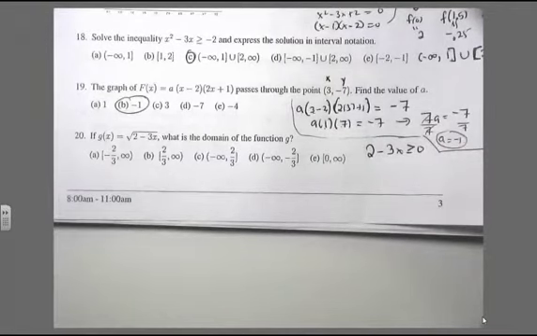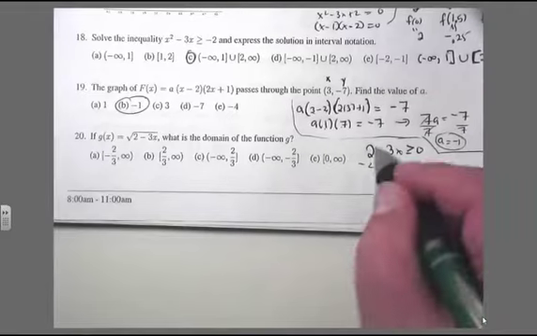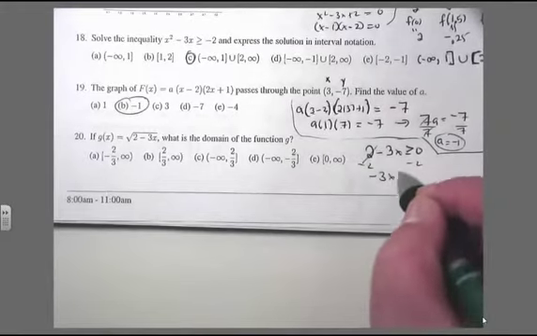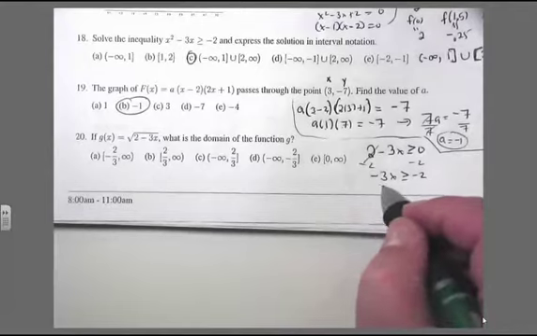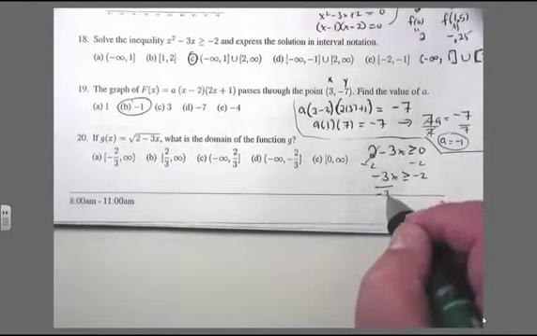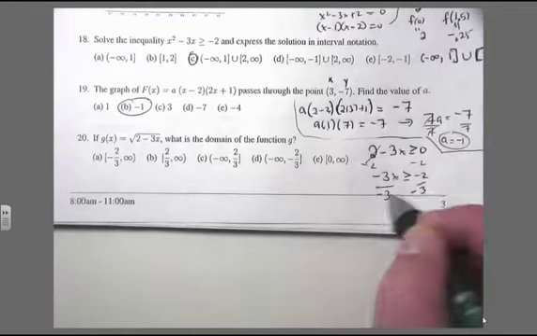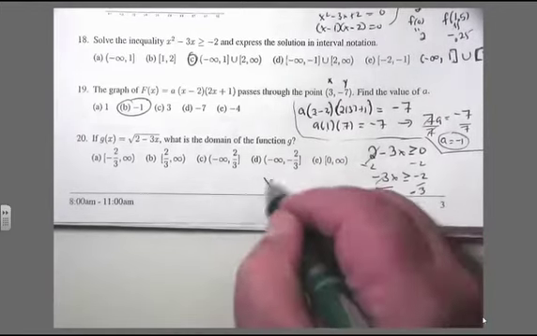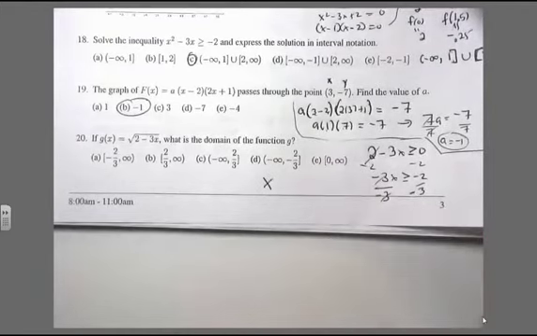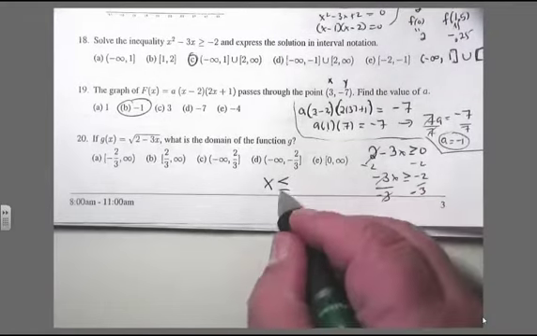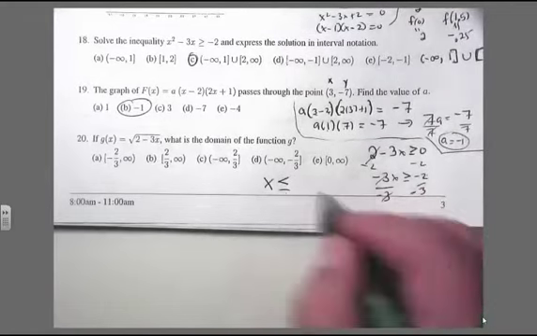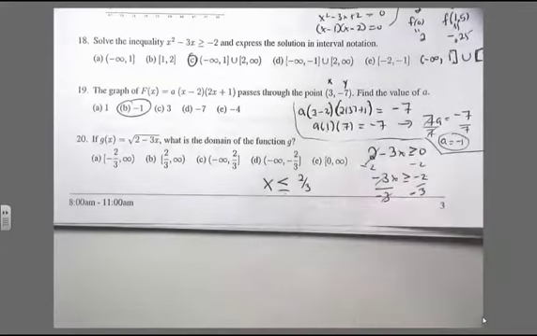To solve for x, I'm going to subtract 2. So I get negative 3x greater than or equal to negative 2. Then I'm going to do something that should bring up alarms. I'm going to divide by negative 3. The negative 3's cancel, but when I multiply or divide by a negative, what do I got to do? Switch the sign. So instead of greater than or equal to, it'll be less than or equal to. Negative 2 divided by negative 3 is a positive 2/3.